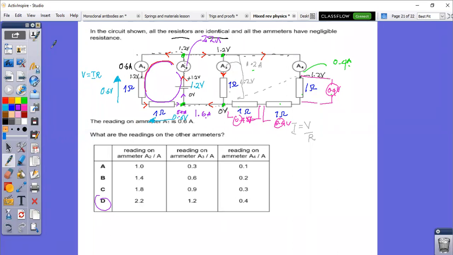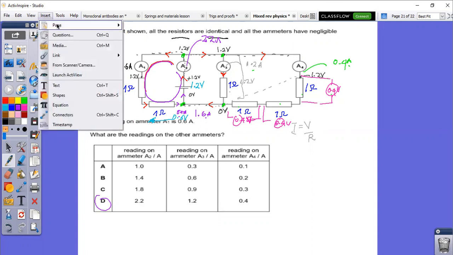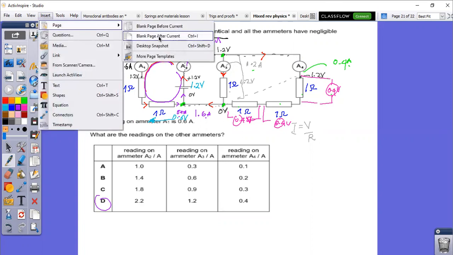Tom, did you want to take a quick 2-minute breather, use the toilet, have a glass of water or something before we move on into the photoelectric effect? I'm ready to carry on. Okay, you're happy to go straight into it. No problem. Okay, so blank page after current.